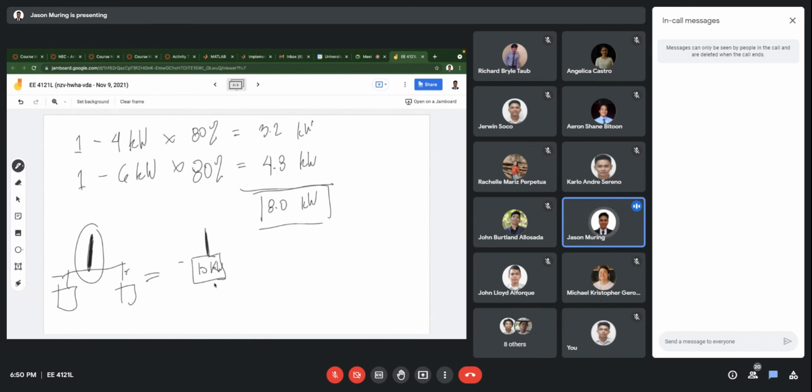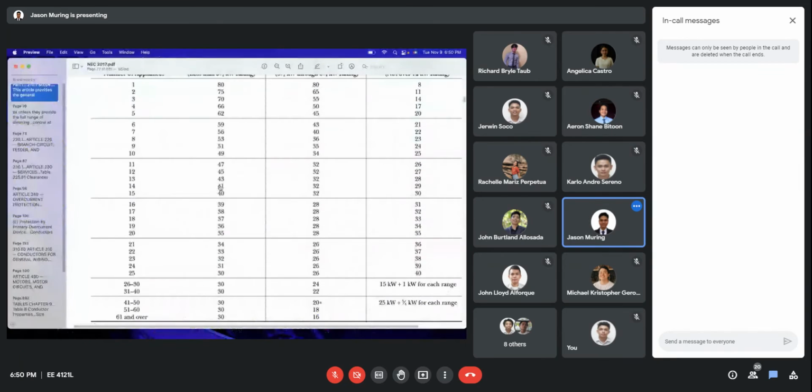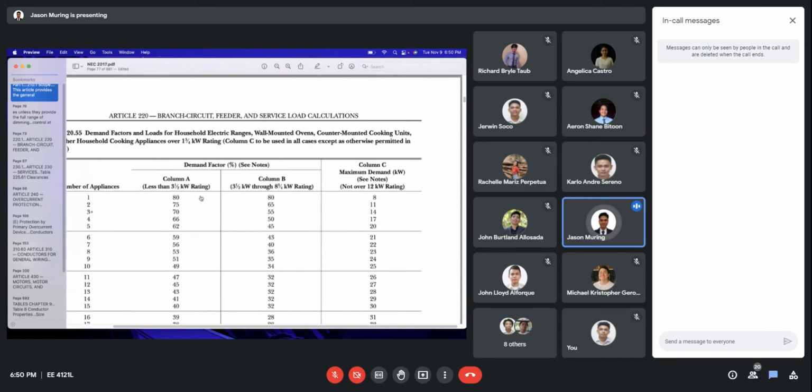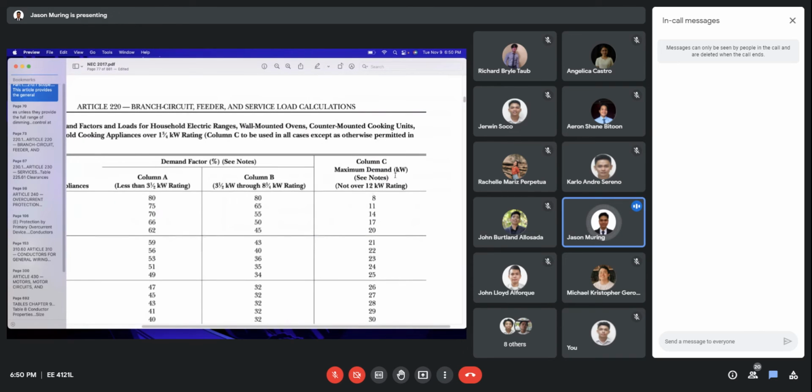Now, since it is 10, it belongs to column C. See here, it's from 8 and 3/4 to 12 kilowatts. So we apply the demand factor. For one, we just use this 8 kilowatts. And again, all of that belongs to column C, so automatically the unit is in terms of kilowatts.